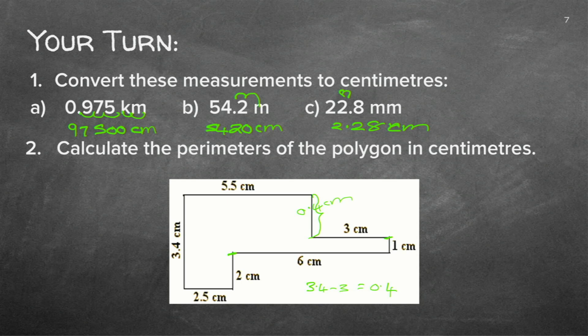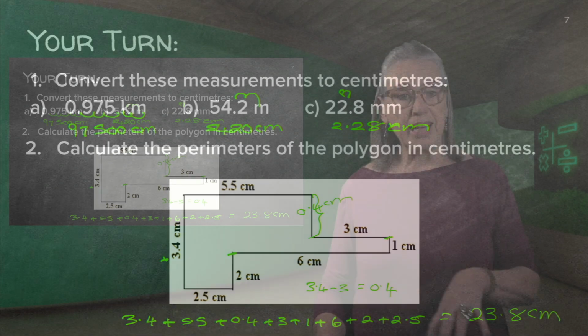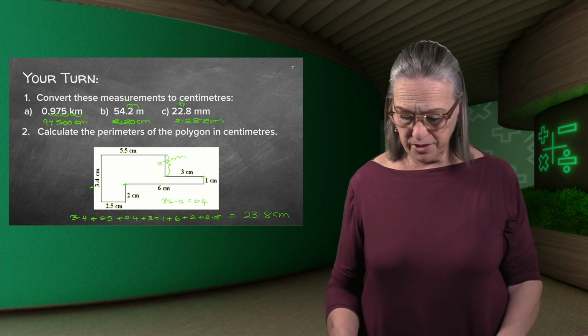It's an octagon, right? So now all we're going to do is, we're lucky that it's all in the same measurements, all in centimeters. So we're just going to add 3.4, make sure that we make a mark where we start, plus 5.5 plus 0.4, plus 3, plus 1, plus 6, plus 2, plus 2.5. And we're going to count 1, 2, 3, 4, 5, 6, 7, 8. We're going to add them up and our answer will be 23.8 centimeters. So that's the perimeter of our octagon, right?